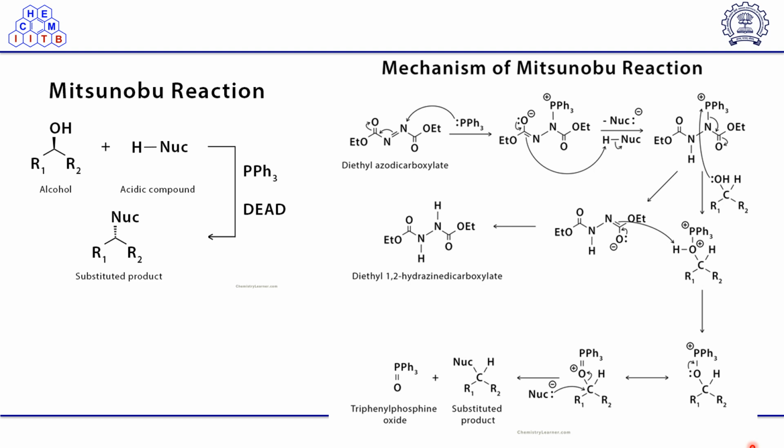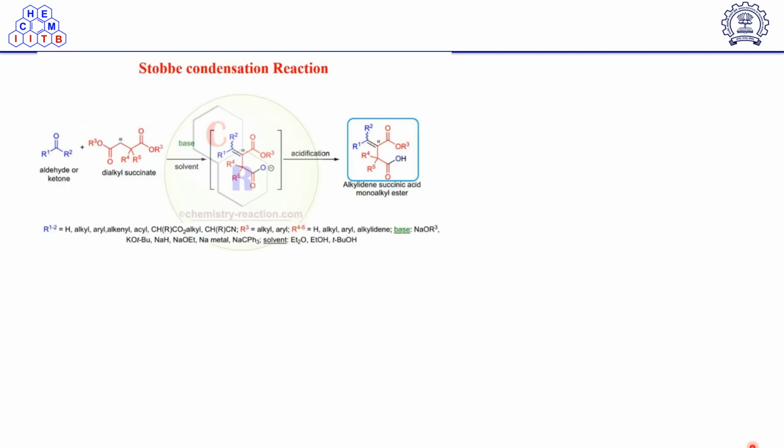Now the next reaction is the Stobbe condensation reaction. That is basically the reaction of an aldehyde or ketone with this dialkyl succinate in the presence of this base and further acidification to get this alkylidene succinic acid monoalkyl ester.